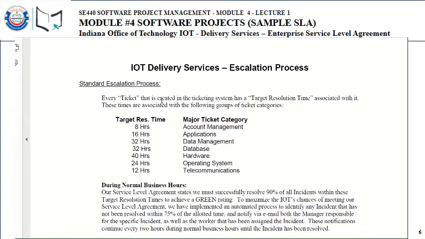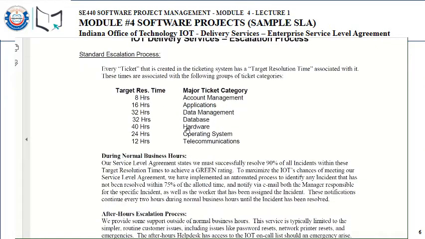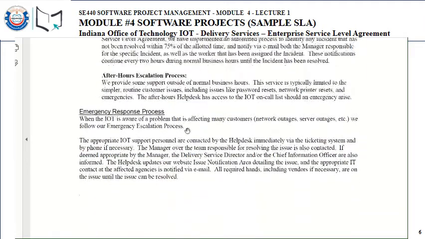Now the escalation process here says every ticket or request for adjustment, for change, for fixing an issue, like 8 hours should be the response time for account management issues, 16 hours for applications, 32 hours for data management, 32 hours for database, 40 hours for hardware, and so on.